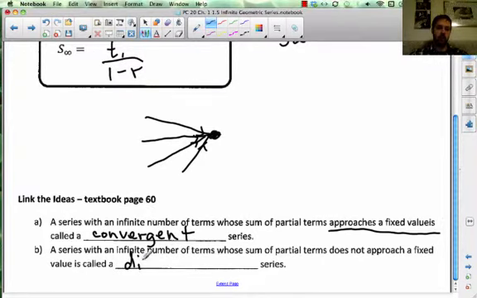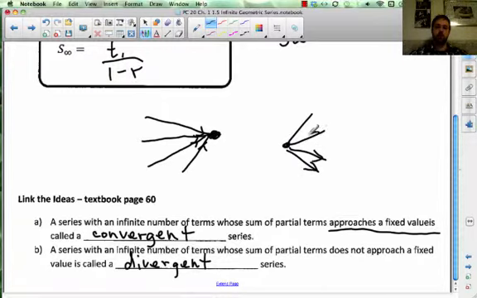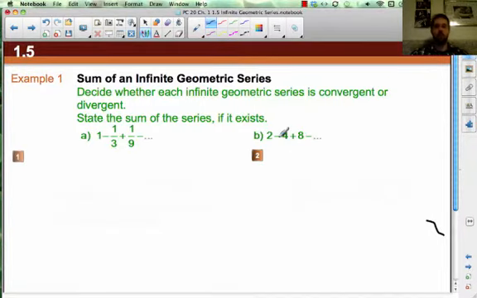If they don't have a sum, they never approach a fixed value, then that's called a divergent series. And divergent means they start at a point and they just move further and further away from each other. Okay? And those ones you will never be able to find a sum because they just keep getting larger and larger, or further and further towards negative infinity. So, state the sum of the series if it exists.